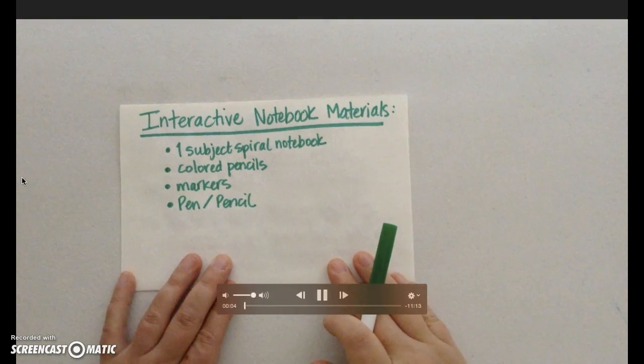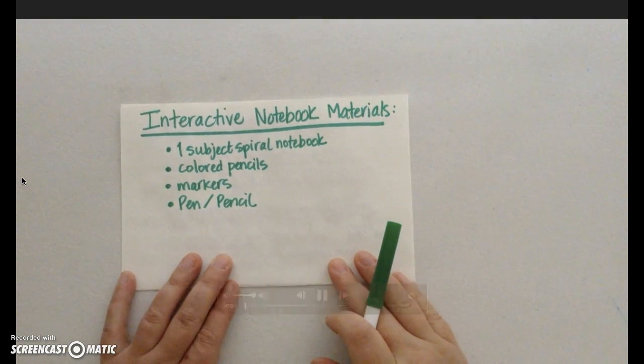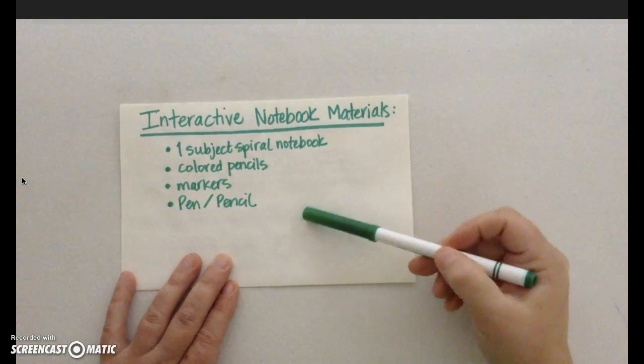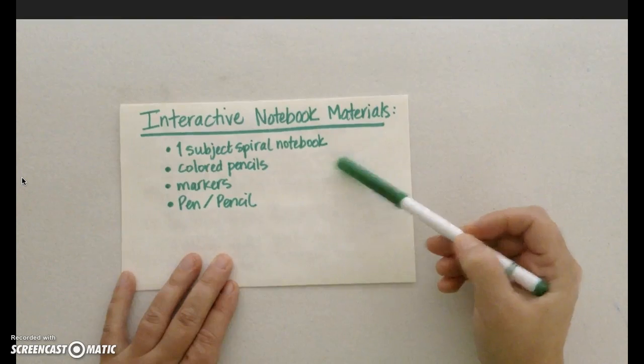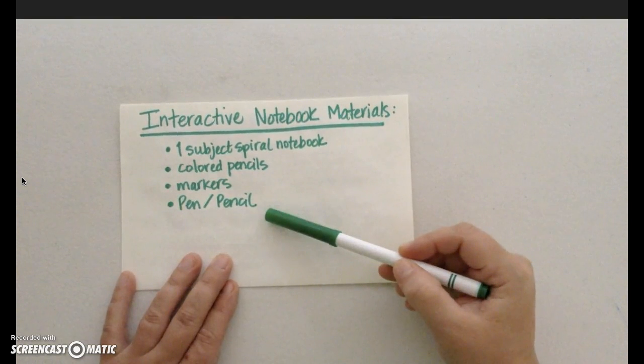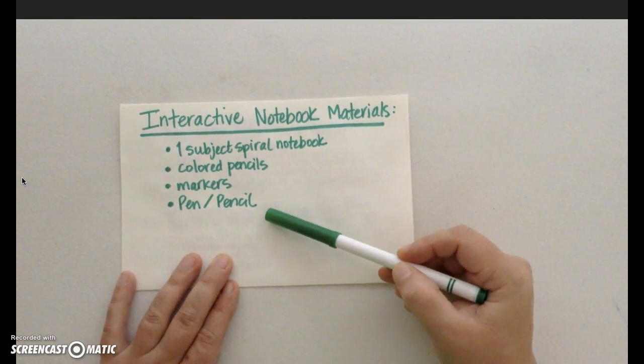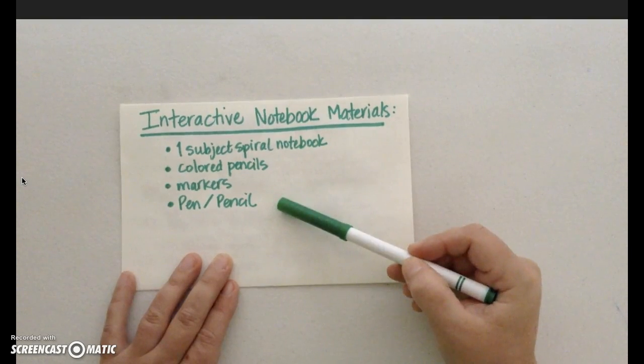Everybody, this is the video on how to set up your interactive notebook. Before you begin, you're going to want to get these materials in front of you. You're going to need a one subject spiral notebook, colored pencils, markers, and a pen or a pencil. Please pause the video if you don't have these things in front of you already and go get them.